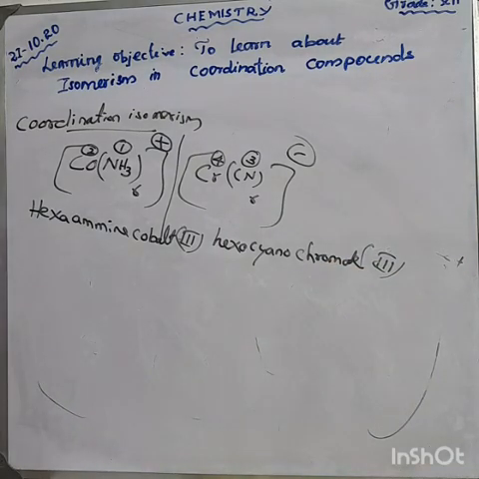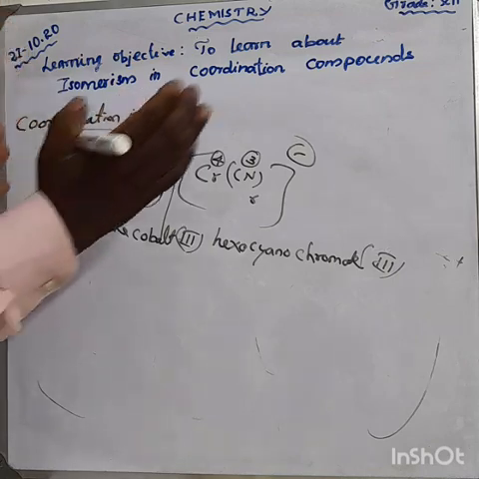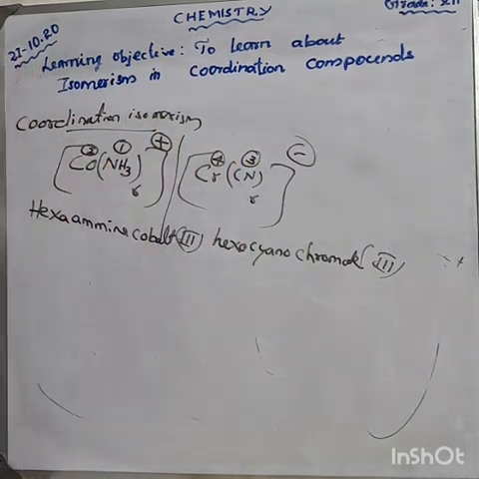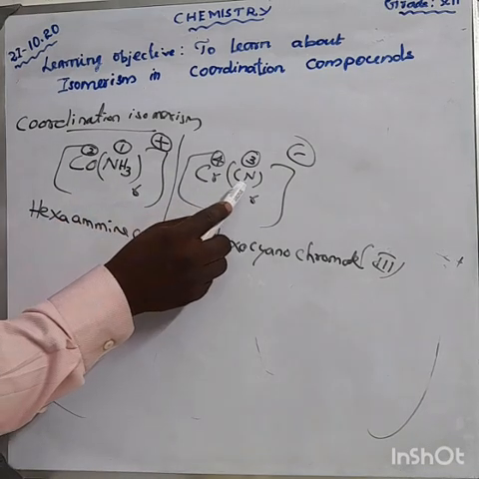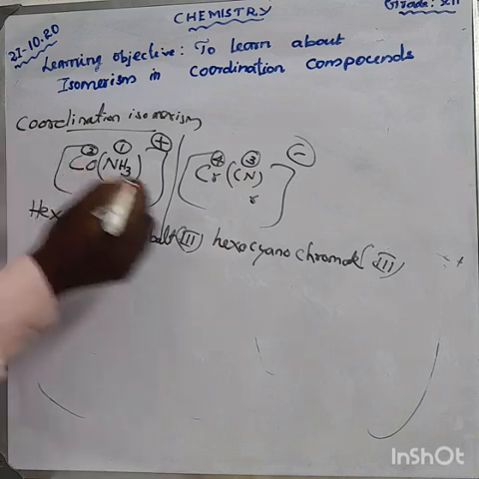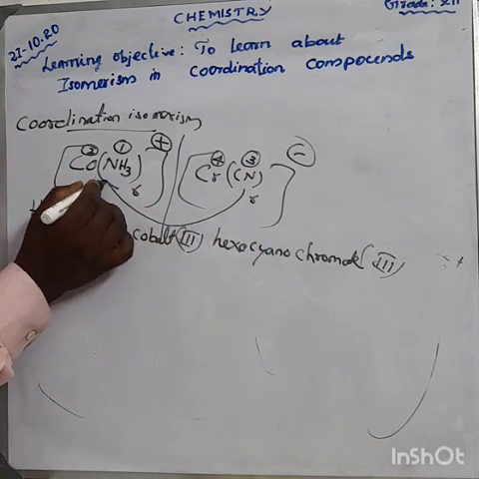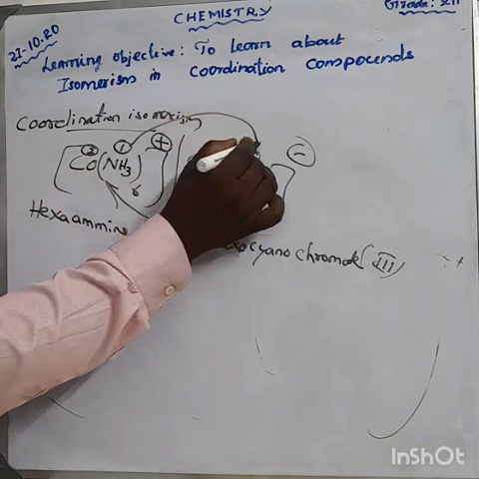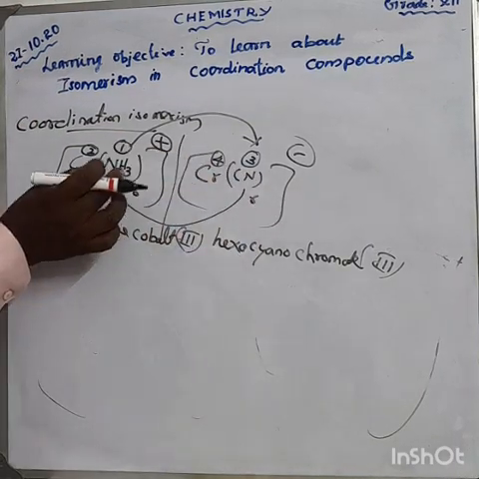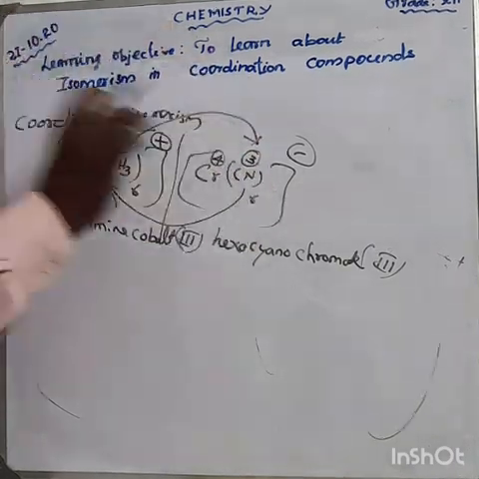Here what is happening? There is an interchange of one or more ligand atoms between the anionic and cationic complex. That means here the interchange of ligands: this cyano group will be attached and will occupy here, and the ammonia group will be occupied there. We are interchanging. It will be attached to this complex. Here NH3 is attached to the second complex.